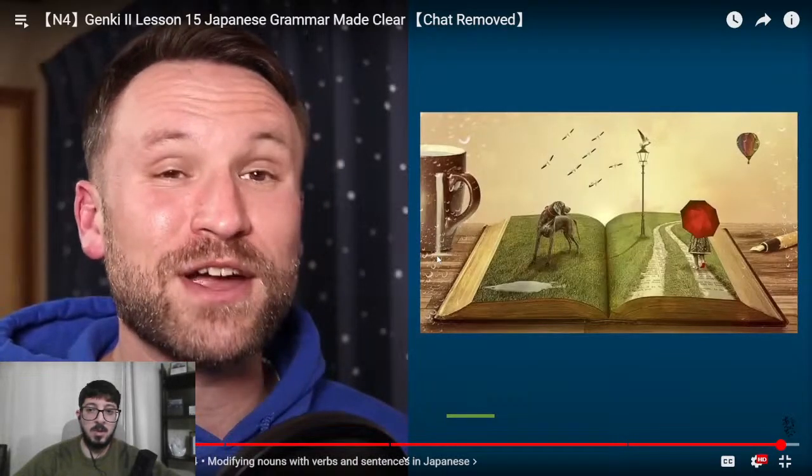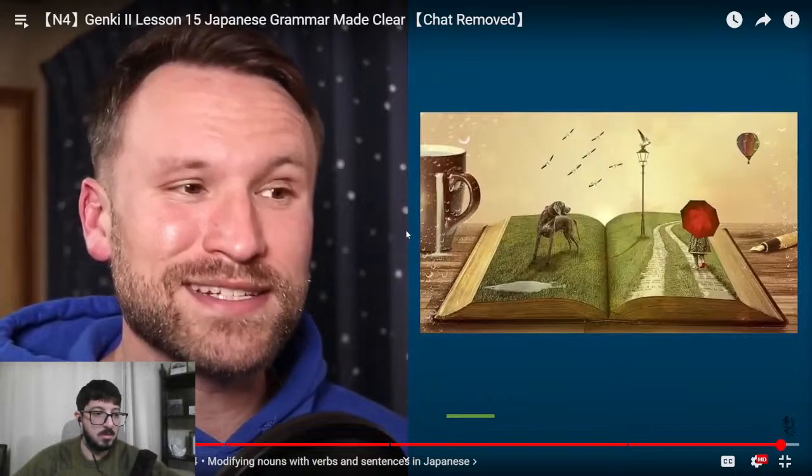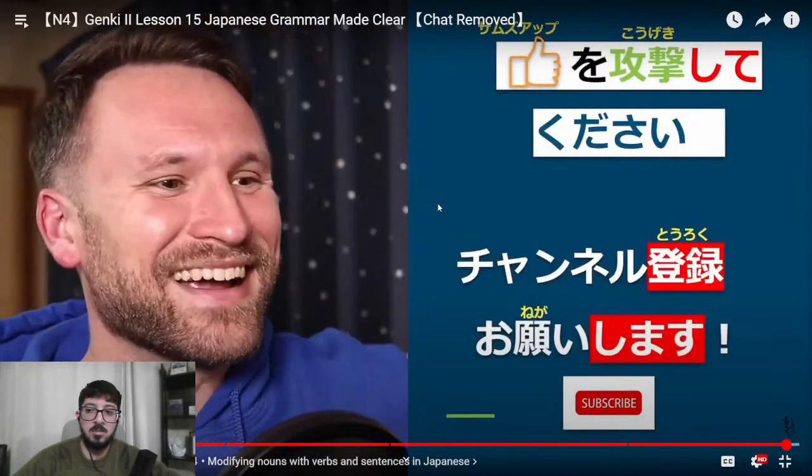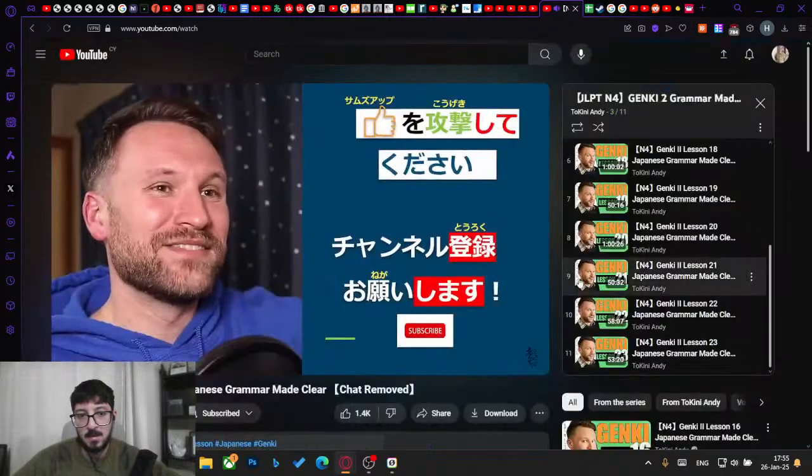You can describe it in any way you want. It's a colorful image, or something else. What to say about this? Describe various things on this page using a full sentence or just a verb to modify the noun. So for example, 左にあるコップ. The cup that's on the left. 左にあるコップ. All right, guys, so that brings us to the end of the lesson 15 video.